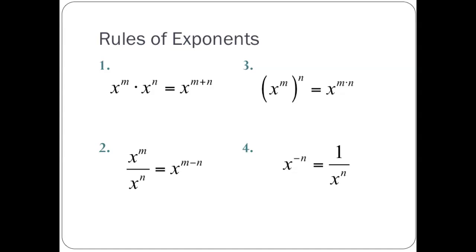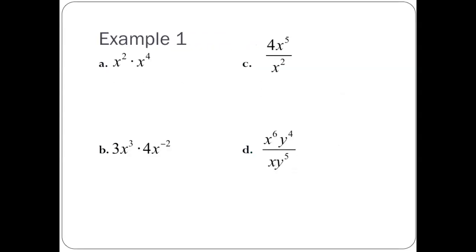All right, let's take a look at some examples together. X to the second times x to the fourth. So we're multiplying here. We have the same base, x, so we can add those exponents. So this is equal to x to the 2 plus 4, which is just x to the 6.